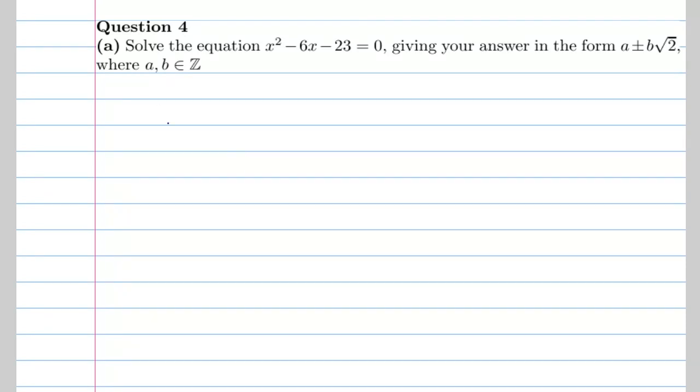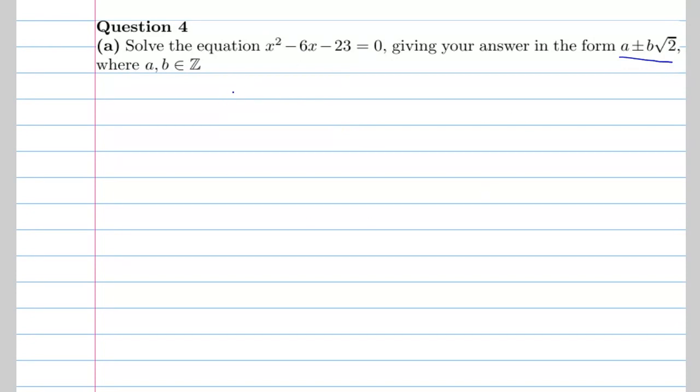So question 4a tells us to solve the equation x squared minus 6x minus 23 equals 0, and we have to give our answer in the form a plus or minus b root 2, where a and b are integers. Now the fact that they tell you this, that your answer has to be a plus or minus b times root 2, is a very strong implication that you can't factorize this. You have to use the quadratic formula.